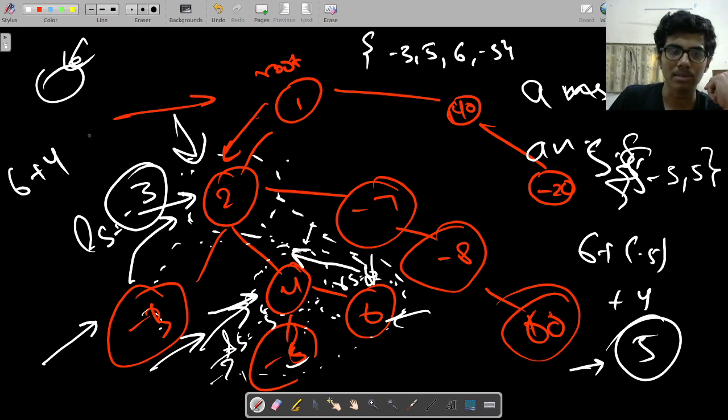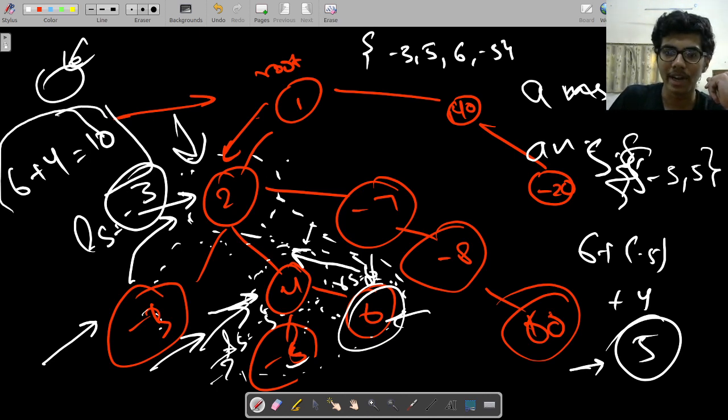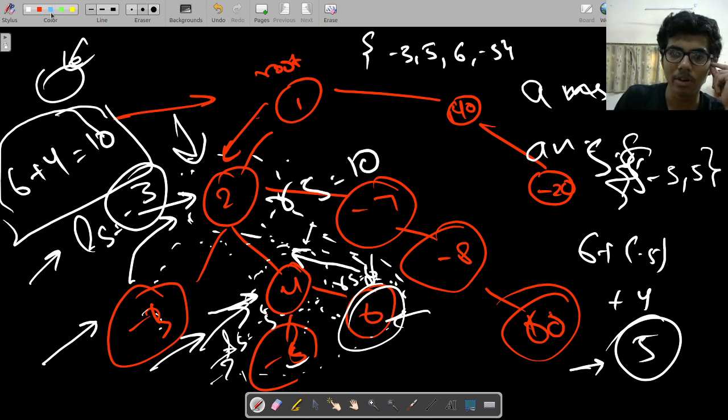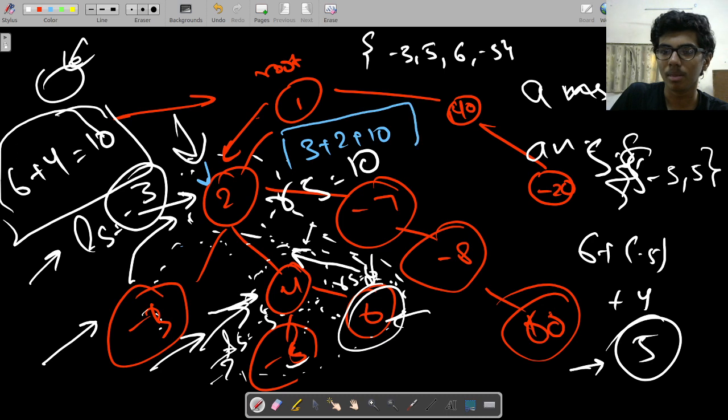I want the maximum, so it will give me 10. So it is saying that if there is a leaf node present such that if it comes over to 2, it will give the answer of 10 till then. So I have an ls equal to 3 over here and an rs equal to 10. With ls equal to 3 and rs equal to 10, now I will add 2 over here. So it will be 3 plus 2 plus 10, so it will give me 15.